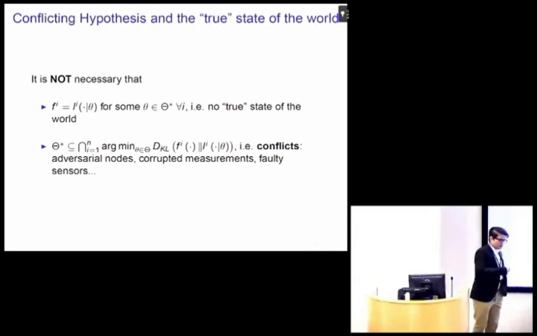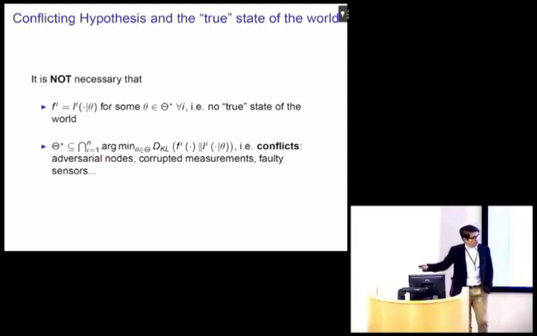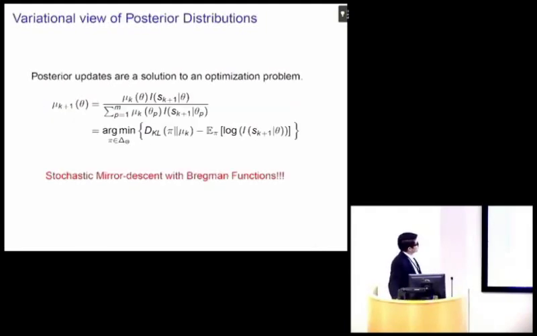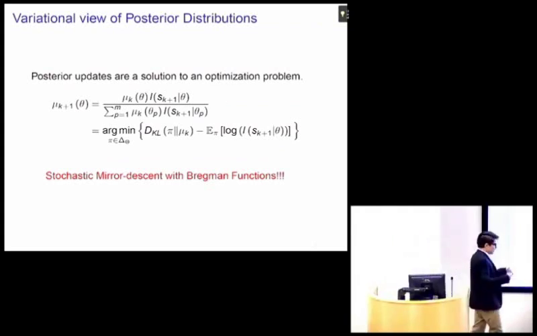That means that for some agents, some hypothesis might be the best. For some other agents, the other hypothesis might be the best. But what we want is the hypothesis that best matches the whole network of distributions. And we want this precisely because we might have corrupted measurements, adversarial nodes, faulty sensors, and all that, right? So, okay, you're given a problem.